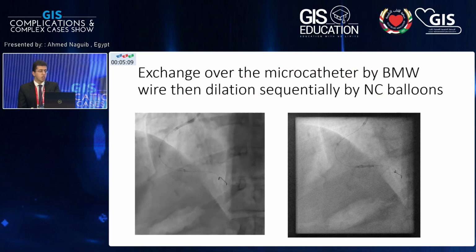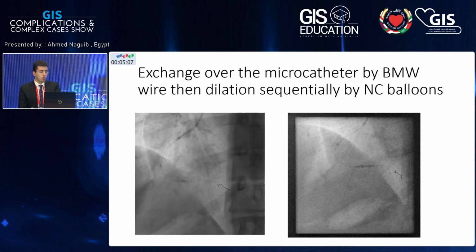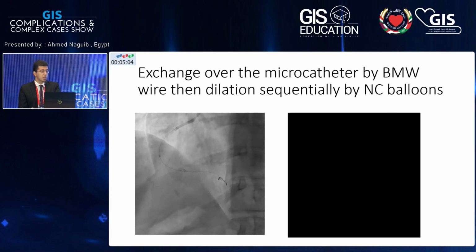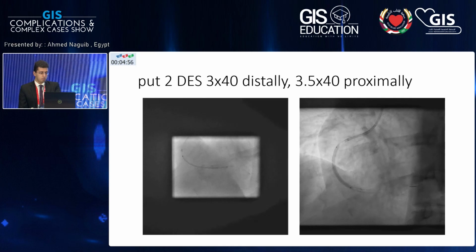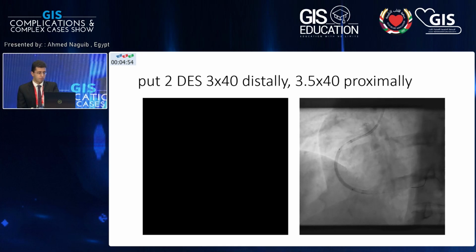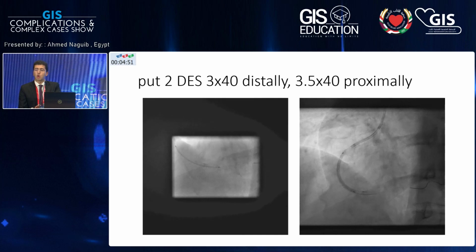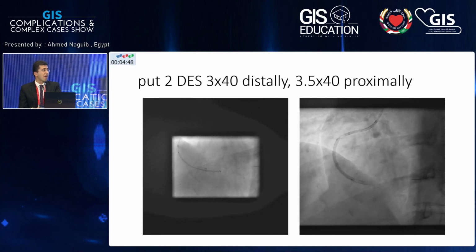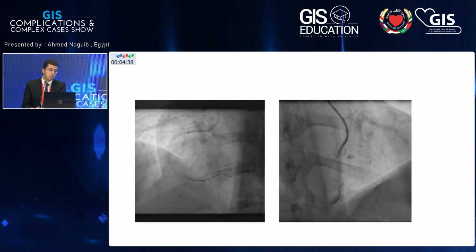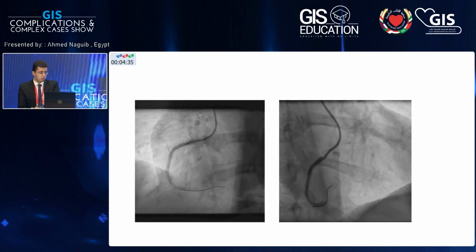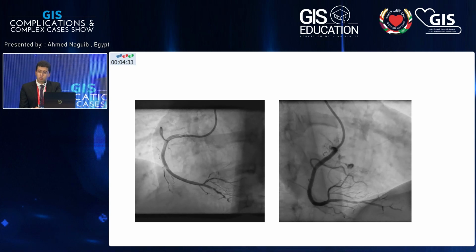And then we changed over the microcatheter to a workhorse wire, BMW wire, and we dilated it sequentially by NC balloons, 2.5 distally and 3.5 proximally. Then we were happy. We finished our work after 3 hours of trying to cross through this stent fracture. But the patient is a little bit hypotensive. So we took another last picture, and there is a distal perforation by the Gaia Second.